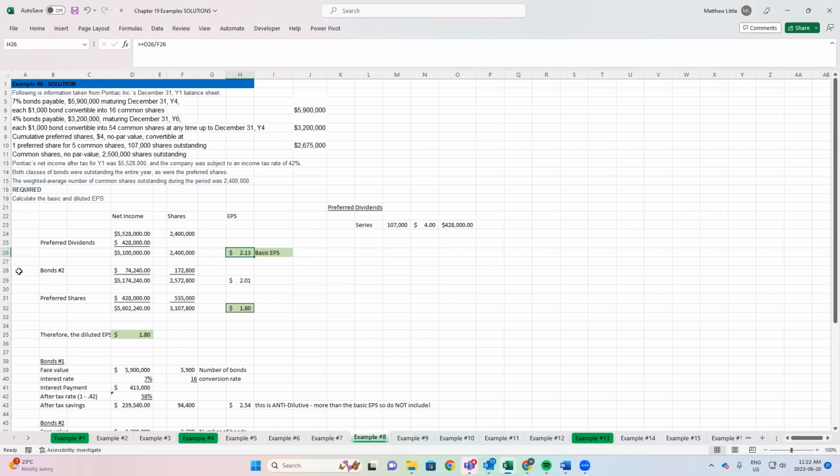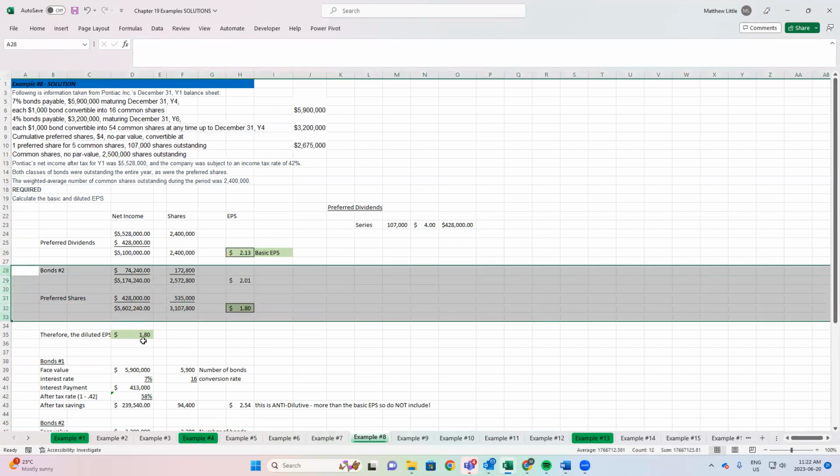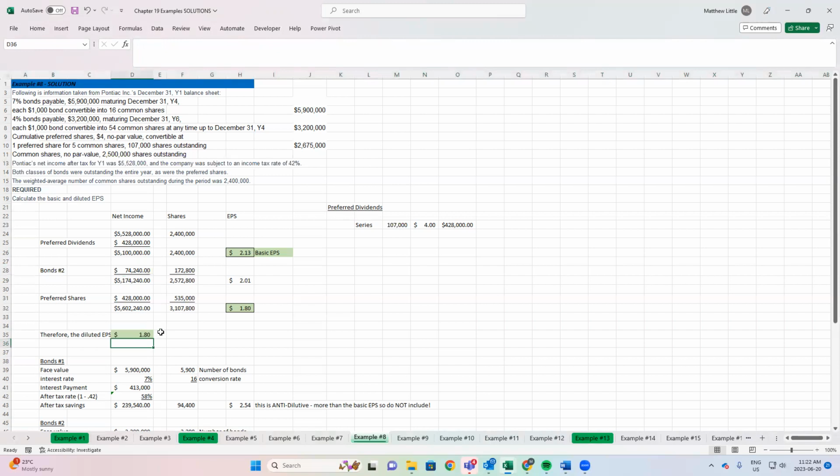So now, before we get into this section, we need to go through and say, okay, what would the conversions look like? So the first item is our $5.9 million bonds, which is 5,900 $1,000 bonds. Converted into 16 shares each would be 94,400. The interest paid, 5.9 million at 7%, 413,000. The after-tax rate being 58% because you're going to pay 42%. But for the after-tax savings would be $239,000.